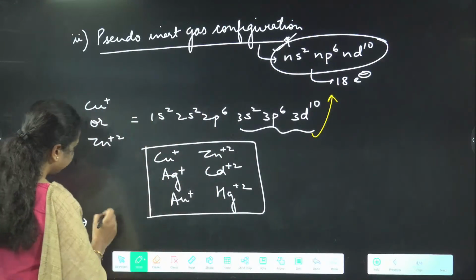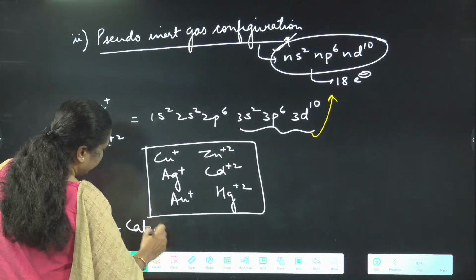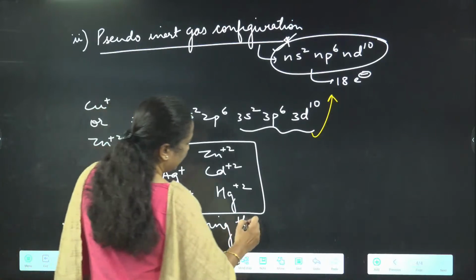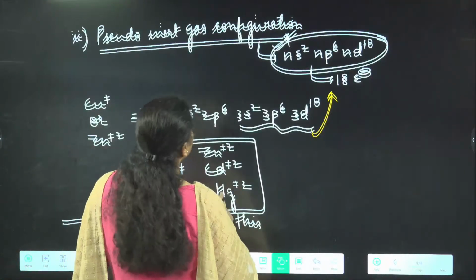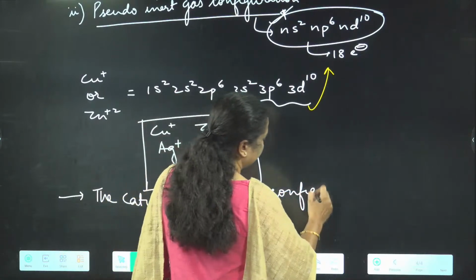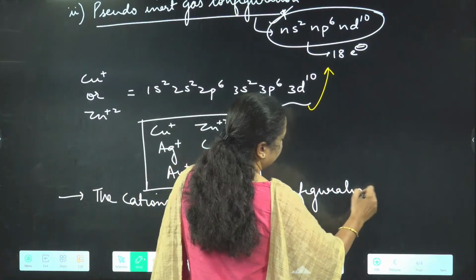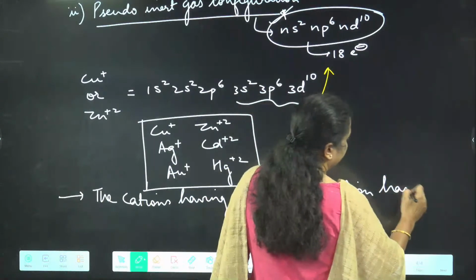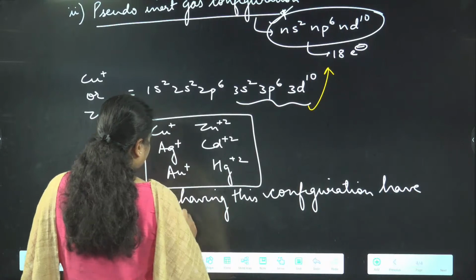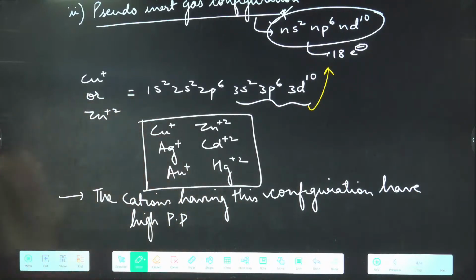So we can say the cations having this configuration have high polarizing power. So please write this out.